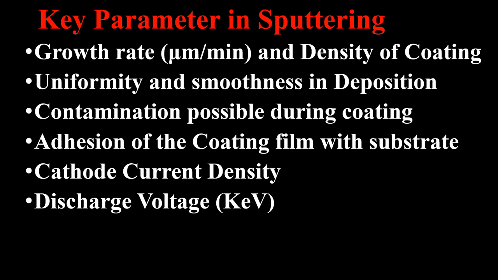The next key parameter is the discharge voltage, okay? Discharge voltage is very important because with this voltage we get the number of electrons at the cathode, okay? The higher the number of electrons at the cathode, the higher the rate of ionization of the inert gas. And the higher the ionization of the inert gas, the more the inert gas strikes the source material, and the higher the sputter yield of the source material.